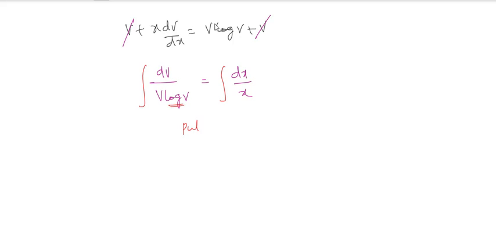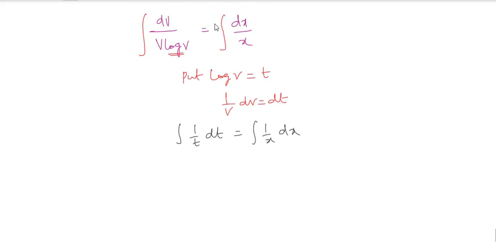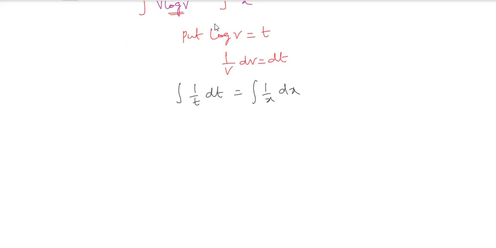Again, to do the integration for this, I will substitute log v as some other variable t. Then what is the differentiation here? 1 by v dv equals dt. So now substitute this, simple. After this it will be your integration part. So integral 1 by t dt equals integral 1 by x dx. You know that integral 1 by t will be log t. Am I right or not?